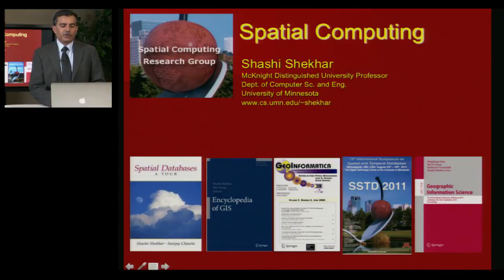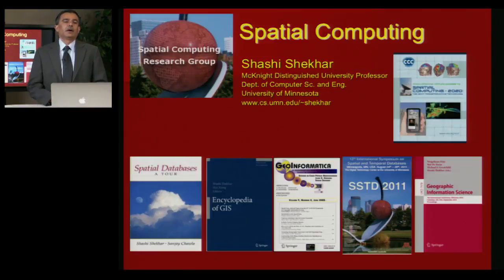The group has been involved in managing a journal, which publishes computer science research for GIS, that's Geoinformatica, managing some of the meetings, symposium on spatial and temporal databases, as well as geographic information science. And most recently, we helped organize a community visioning workshop for Computing Community Consortium.